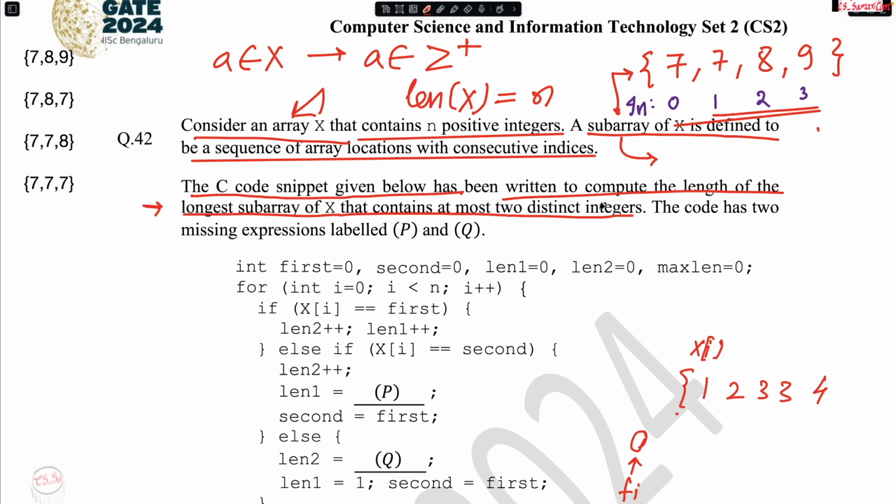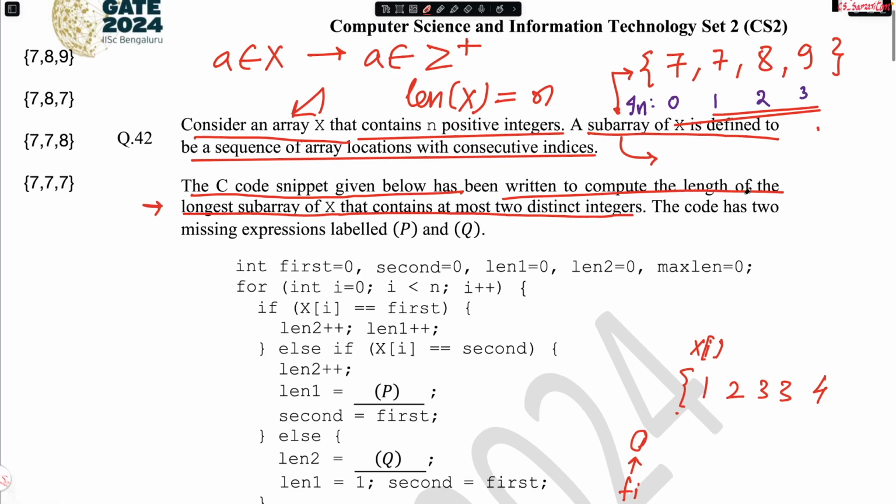Right, so let's read it together. Compute the length of the longest subarray of x that contains at most two distinct elements. Right, at most, not exactly two distinct elements, at most. So distinct elements would be less than or equal to 2. All similar elements also come under this category.